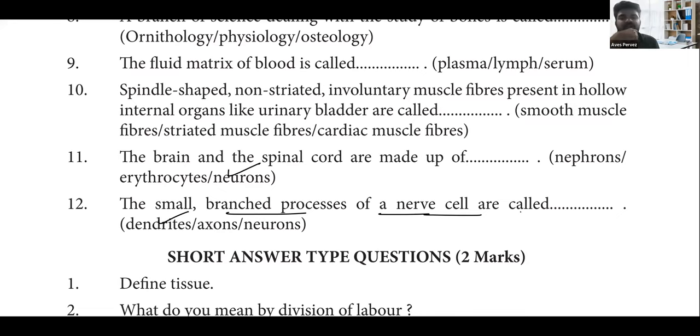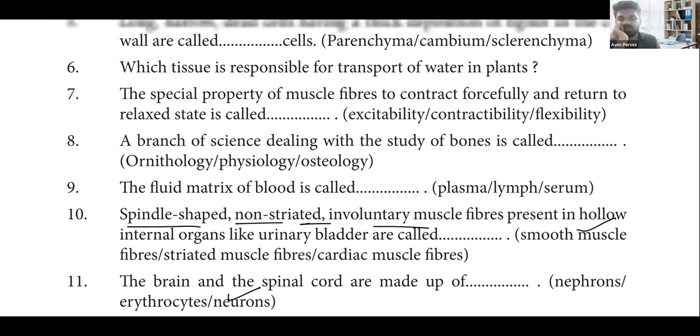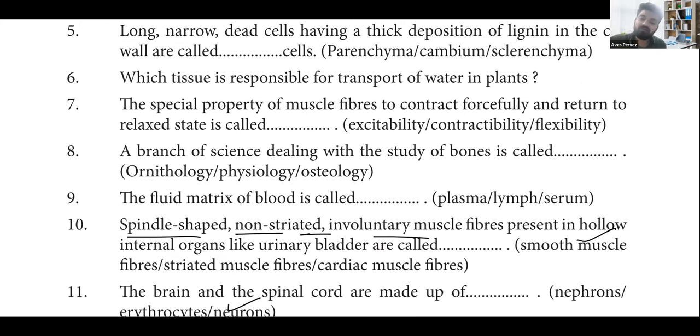The spindle shaped, non-striated involuntary muscle fibers are called? Which one is it? Striated muscle fiber? No, it is smooth muscles. You have written this recently in your copy. Smooth muscles are involuntary, right? Yeah. Skeleton muscles are striated. Remaining, we have not studied blood and some parts of connective tissue. So we will study this in the next class.